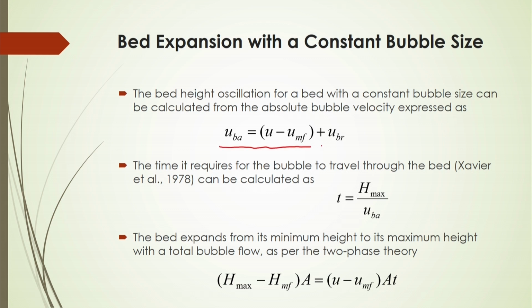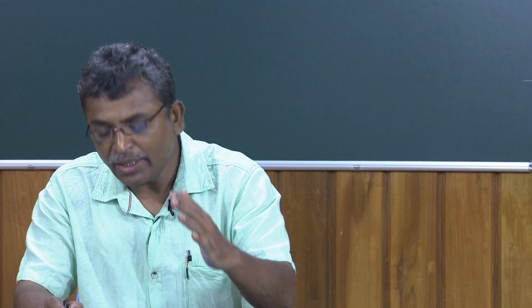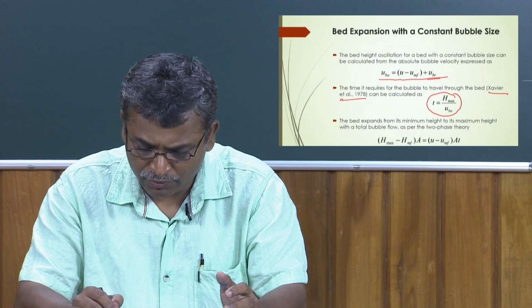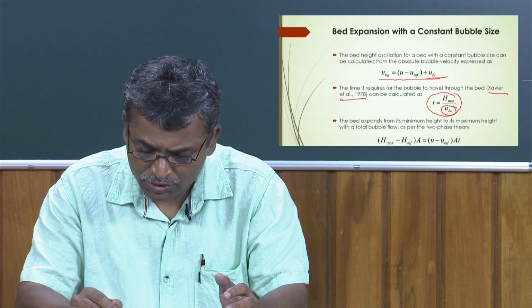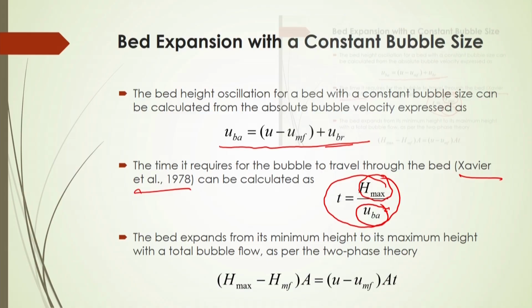Here this absolute bubble rise velocity will be equal to U minus UMF plus UBR. The time it requires for the bubble to travel through the bed, as per Javier et al. 1978, can be calculated as this. So, what should be the time required to travel the total length of the fluidized bed if the absolute bubble rise velocity is UBA? If we know the maximum height of the bed and the bubble rise velocity, then what should be the average time taken by the bubble to travel the whole bed?